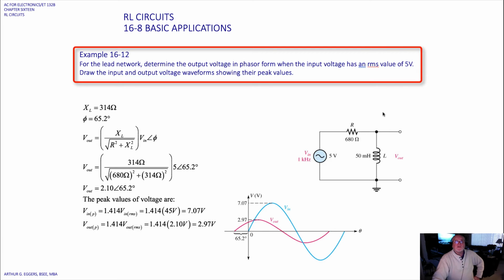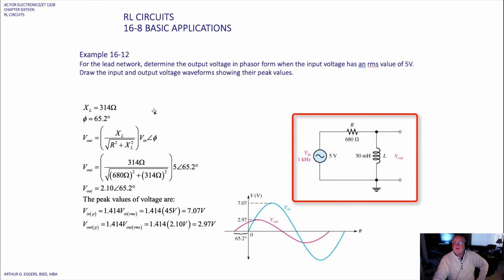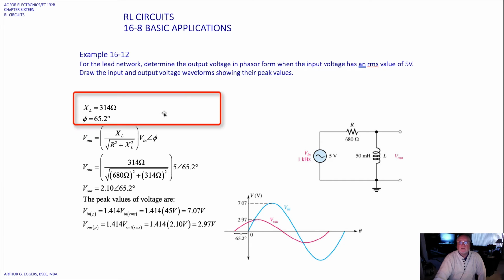For the lead network, determine the output voltage in phasor form when the input voltage has an RMS value of 5 volts. Draw the input and output voltage waveforms showing their peak values. Okay, so in this one, the first thing we see here is that we need to convert the inductance to X sub L. So in this case, we've got from the previous examples that X sub L is 314 ohms and an angle of 65.2 degrees.